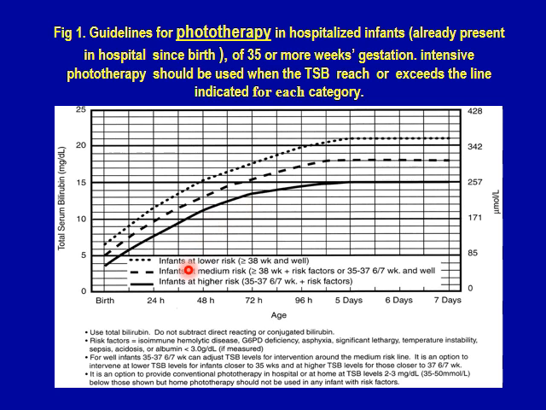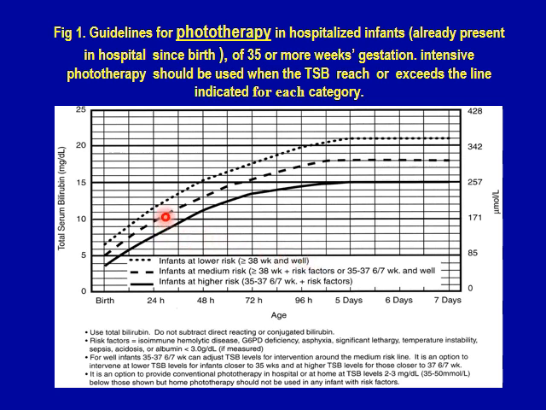This curve is for infants at lower risk, in which gestational age is more than 38 weeks of gestation, and the patient is well. I mean by well, there is no risk factor that causes kernicterus at lower bilirubin level. That may include, as I mentioned, septicemia, intraventricular hemorrhage, hypoxia, acidosis, and so on.